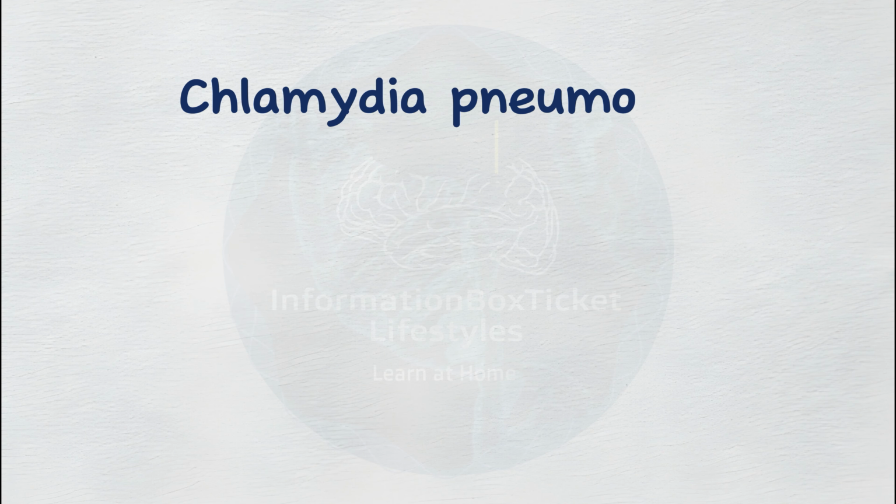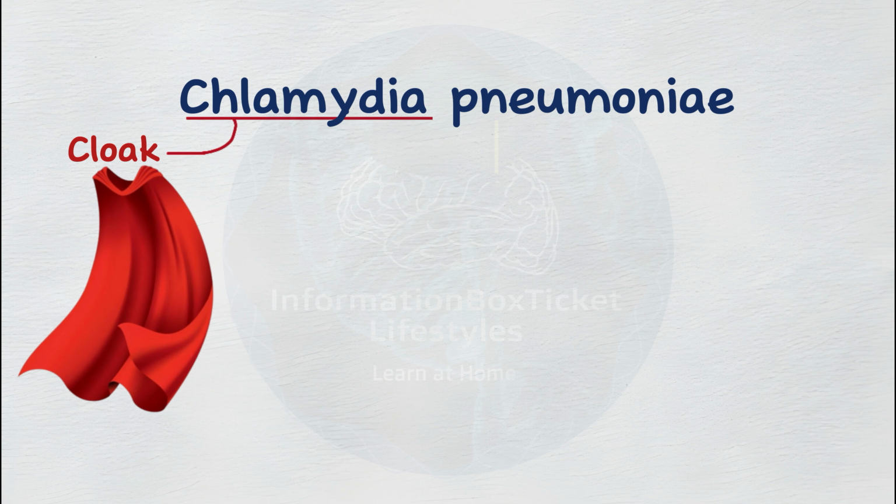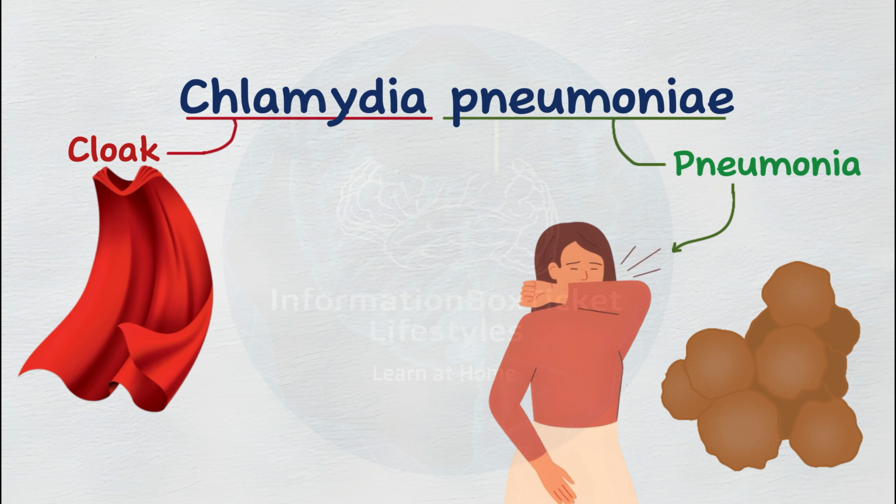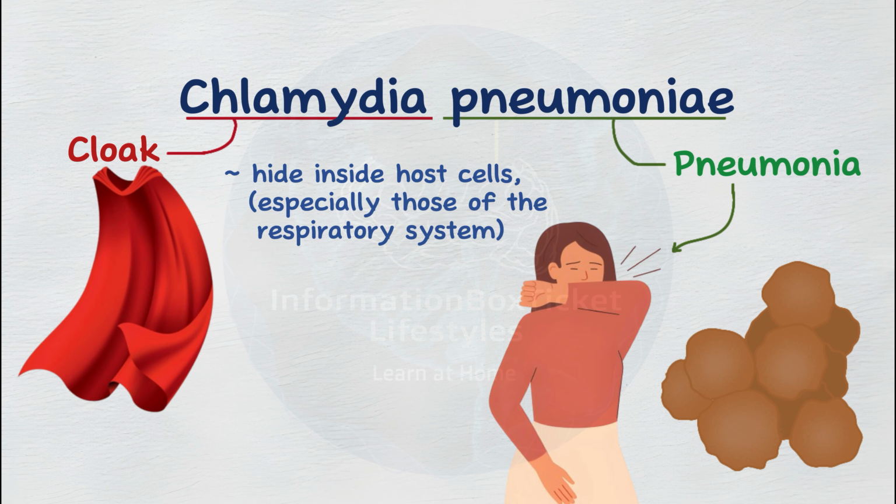Chlamydia is derived from the word cloak, and pneumonia is, well, pneumonia. Chlamydia pneumoniae was once known as Chlamydophila pneumoniae. Thus, the bacteria that cause pneumonia in humans, Chlamydia pneumoniae, hide inside host cells, especially those of the respiratory system.